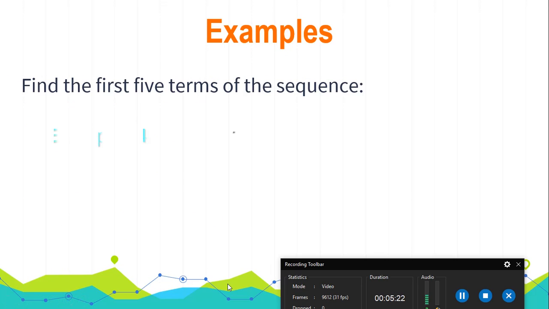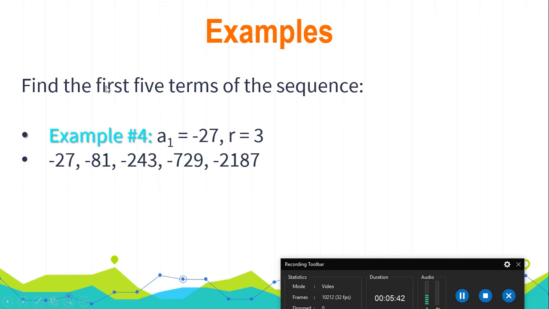For the next set of examples, we need to find the first 5 terms of the sequence. Because they provided a sub 1 and the multiplier r, we can go ahead and just start listing them. So it would be negative 27 and then times 3, and then that answer times 3. So I'm just going to bring up the 5 results, but I started with the first term, times 3, and so on until you get 5 terms, which is what they asked for.